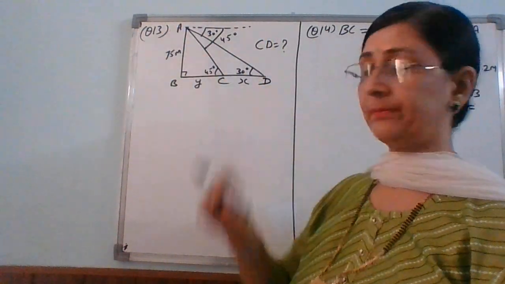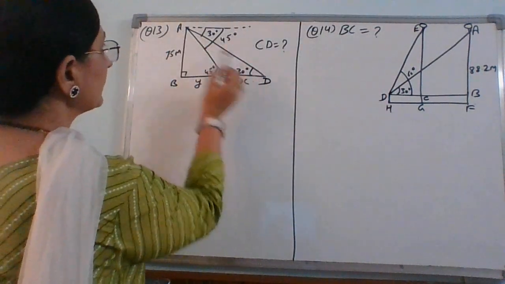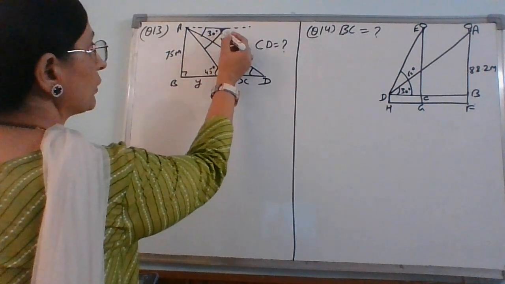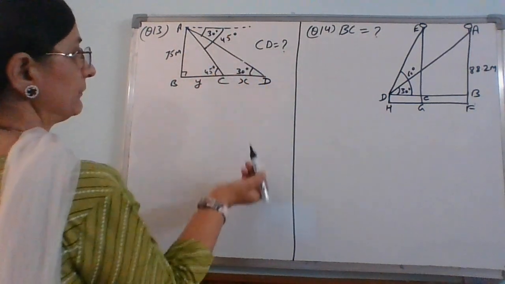So from here the depressions are downwards. So here 30 will be this and 45 is this, because 30 is the smaller angle, 45 is greater angle. So alternate angles here it will be 30 and this will be 45.